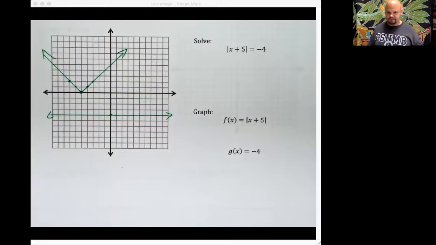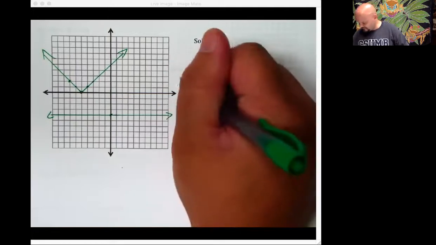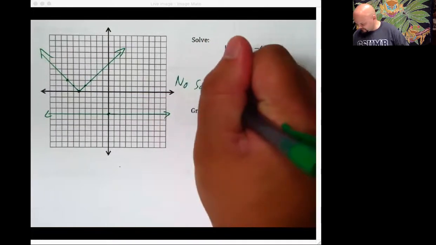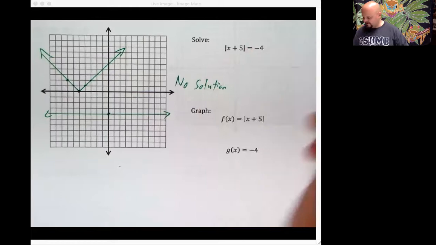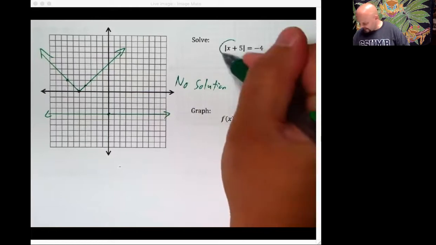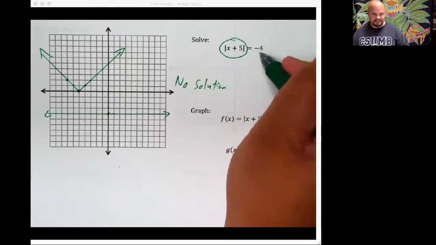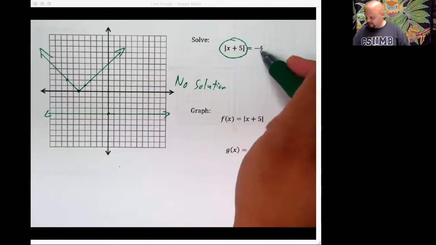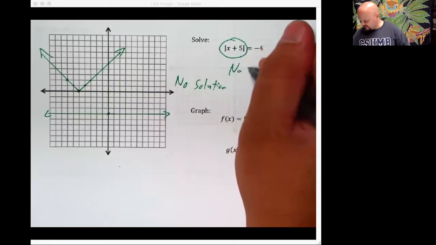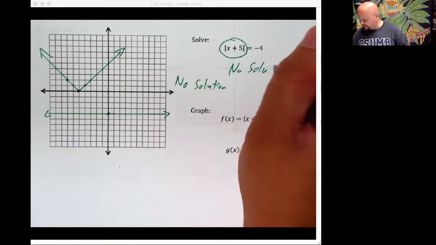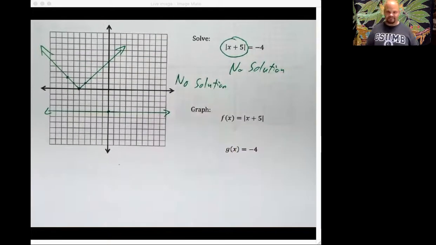Now, your complaints of Mr. Beal, they don't touch. I know. So there's no solution. So how could we possibly do that out here? Well, we cannot have an absolute value sign equal a negative number. There's no way. You're always going to get no solution with that. There's no number that we could plug in there that would turn it into a negative. Nothing. Because absolute value always spits out positives. Okay.